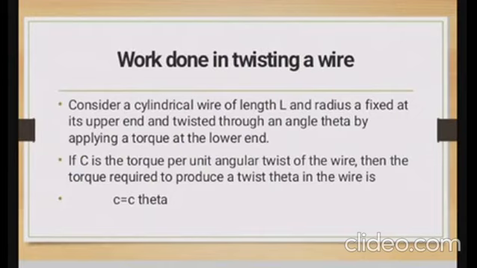Work done in twisting a wire. Consider a cylindrical wire of length L and radius a fixed at its upper end and twisted through an angle theta by applying a torque at the lower end. If C is the torque per unit angular twist of the wire, then the torque required to produce a twist theta in the wire is C theta.